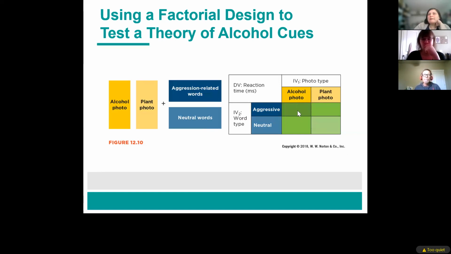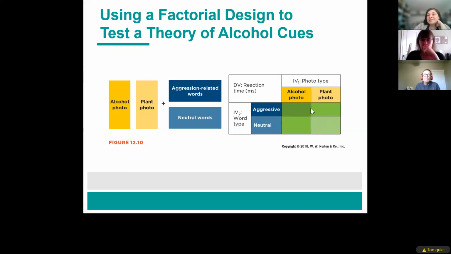So here we have 4 different cells. People viewed the alcohol photo, and they're looking at how quickly they responded to the words, either aggressive or neutral. And they have the plant photo, and how quickly they responded to words that were aggressive versus neutral. So what is their hypothesis here? Among those in the alcohol photo condition, the aggressive word type and the alcohol photo type would react quicker than all of the rest of the conditions. Yes. But among those in the alcohol photo condition, you would make a difference here. So aggressive words would be reacted to more quickly than neutral words. And among those in the plant photo condition, they predicted no difference. So there would be no difference in reaction time between aggressive and neutral words.